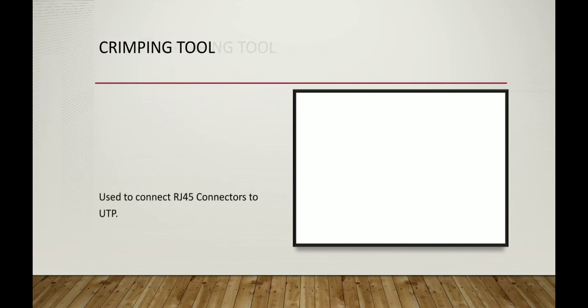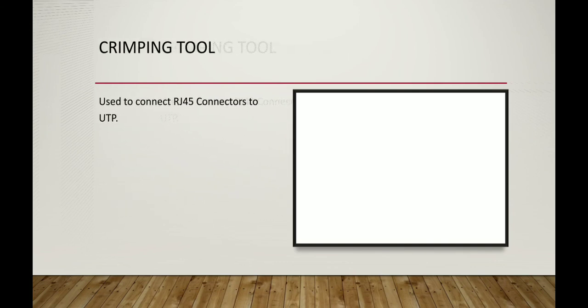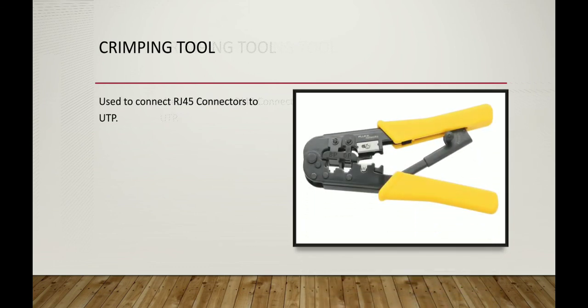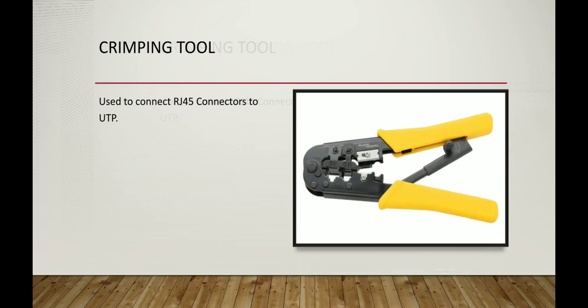Crimping tool. Used to connect RJ45 connectors to UTP. RJ45 connectors are attached to the end of the network cables using a tool called the crimping tool. Connectors can be easily attached to the cable using the tool. The wires in the cable are passed inside the connector in a particular manner and fixed using the tool.